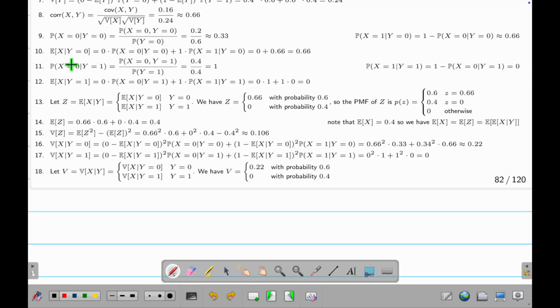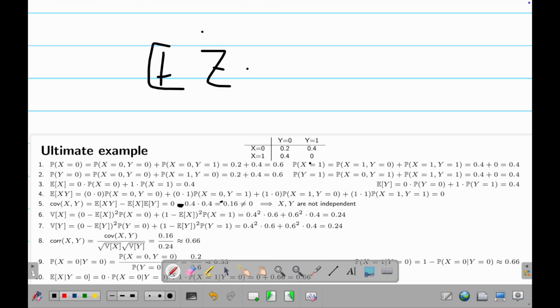What's next? Expected value under conditional probability. So EZ is what? Now I have an FZ, okay? If I have some F here, it will be what?